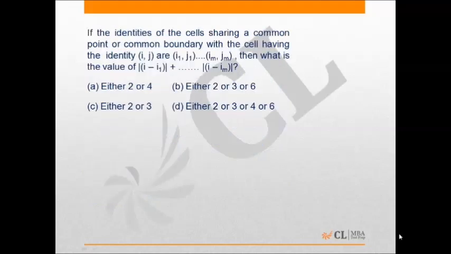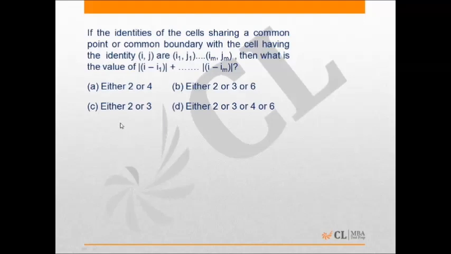So what is the first question in this set? If the identities of the cells sharing a common point or common boundary with the cell having the identity (i, j) are (i1, j1) and so on up to (iM, jM), then what is the value of mod of i minus i1, plus mod of i minus i2, and so on, plus mod of i minus iM? These are the options. Okay, so let's try to figure this out.